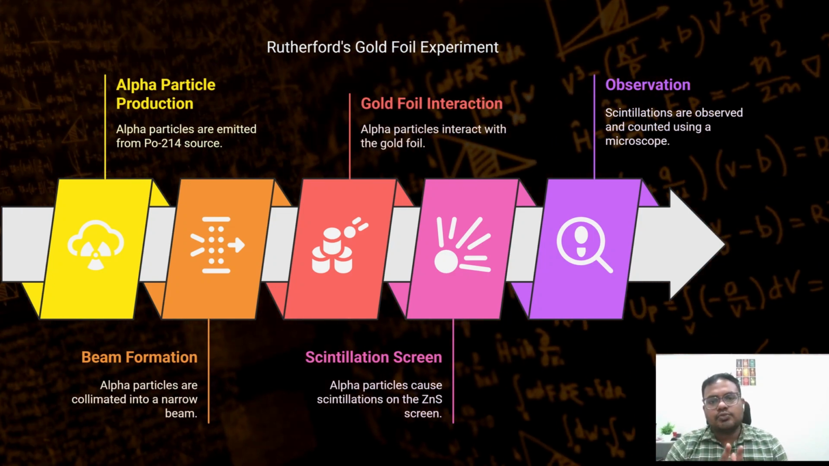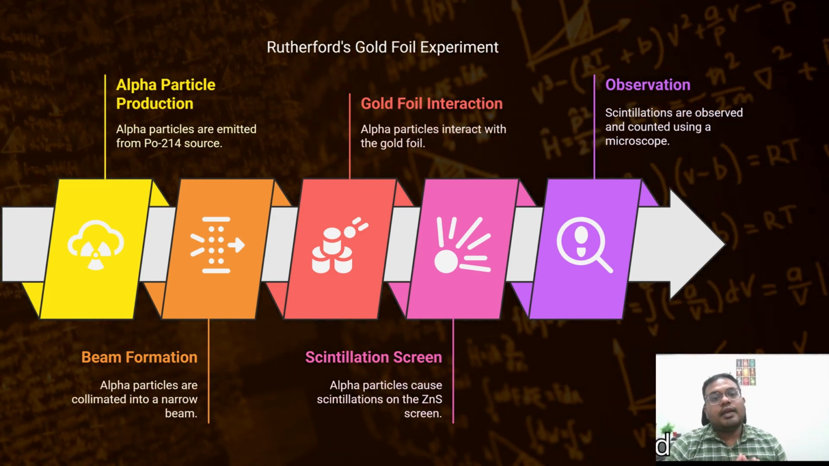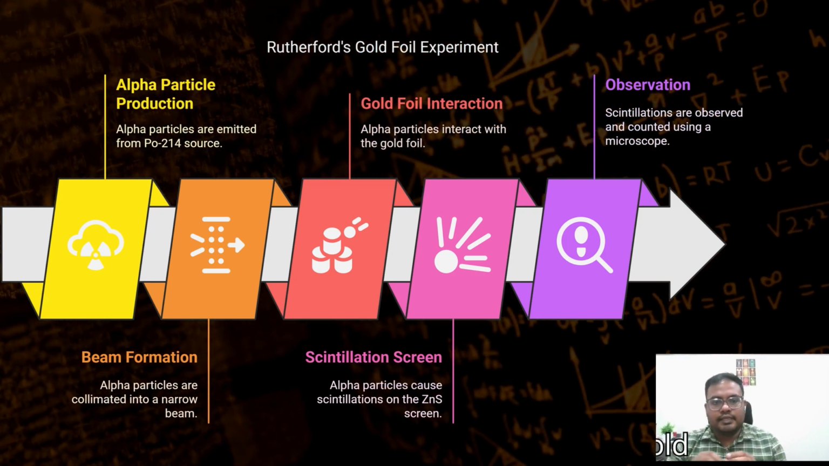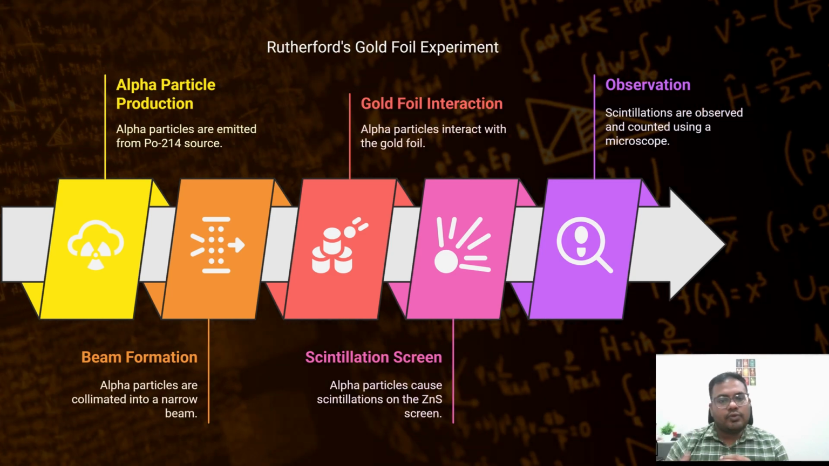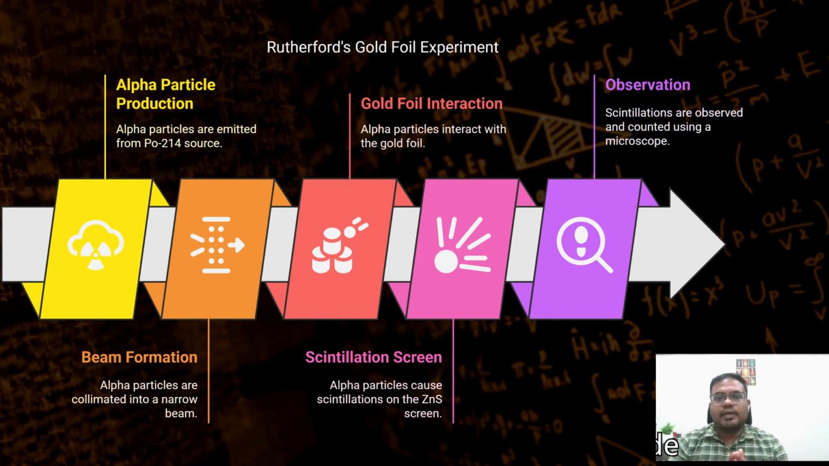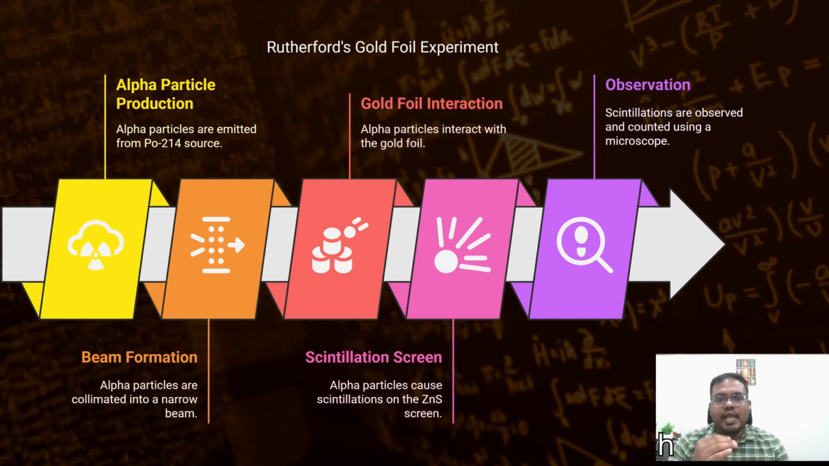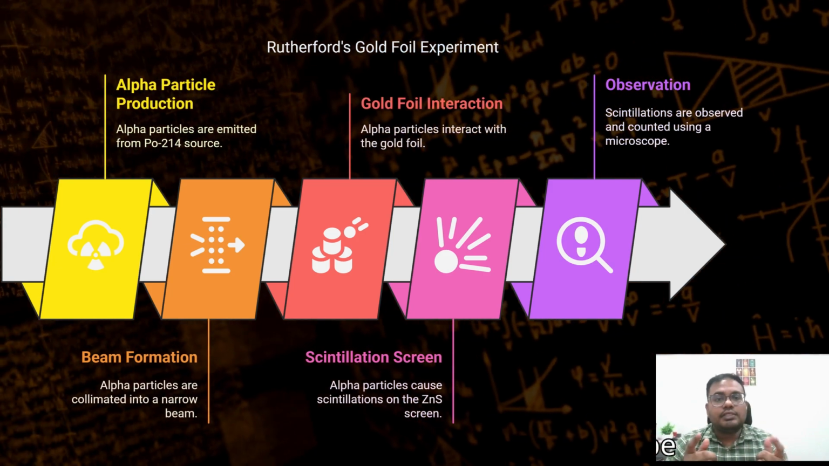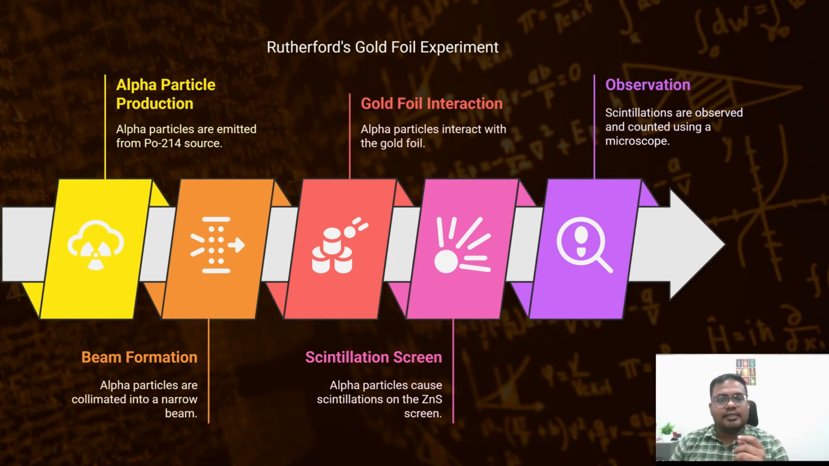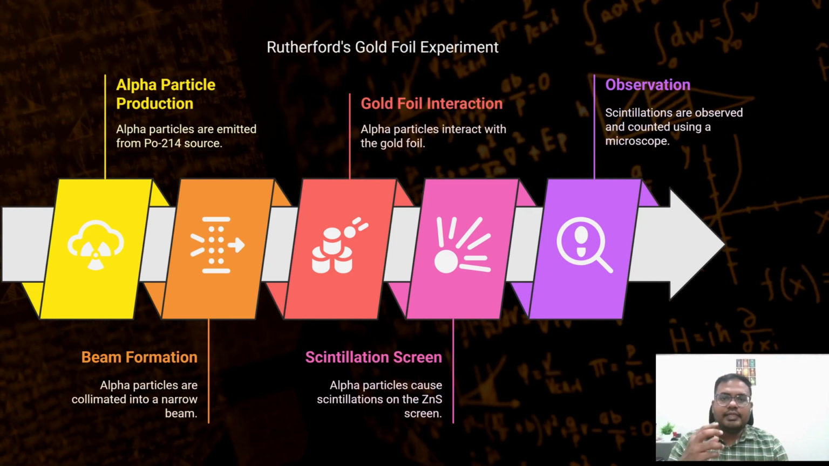First, the positively charged alpha particles were produced from a radioactive source, which is Po-214, and these particles were sent in a narrow beam through a small hole in a lead screen. The beam then hit the gold foil, which is only a few atoms thick, and a special screen coated with zinc sulfide was placed around the foil. Why? Because when an alpha particle hits this screen, it produces tiny flashes of light, which are called scintillations, and a microscope was used to observe and count these flashes. This setup helped them understand how the particles were scattered after hitting the gold foil.